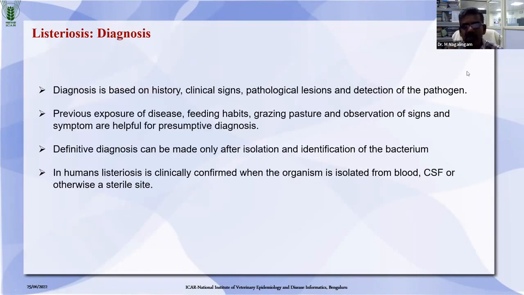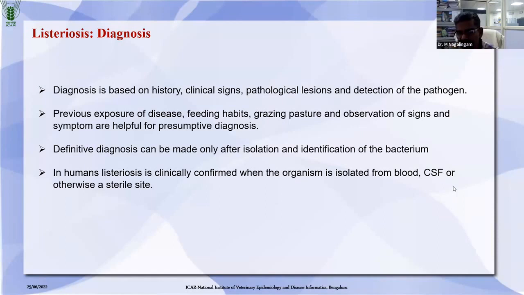Diagnosis is based upon the history, clinical signs, and pathological lesions, and finally the detection of the pathogen. When we see the previous exposure, whether the herd was previously exposed to Listeria earlier, their feeding habits, whether there is silage feeding, their grazing pastures, those things will help in arriving at the presumptive diagnosis. Definitive diagnosis is possible only after the isolation and identification of the bacteria, or at least by PCR and other related diagnostic tests.